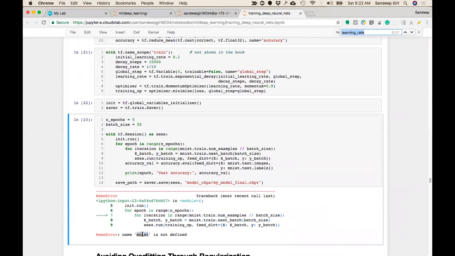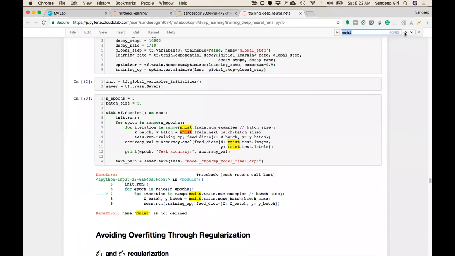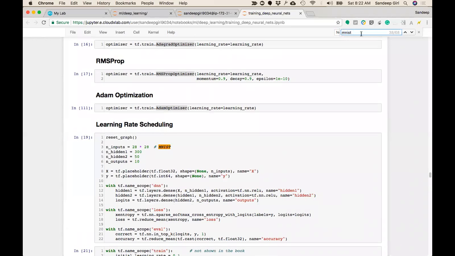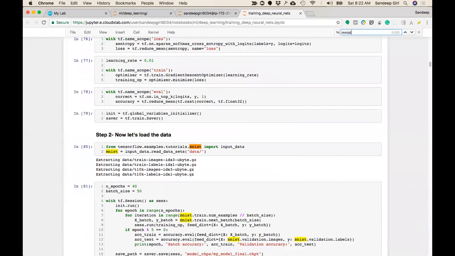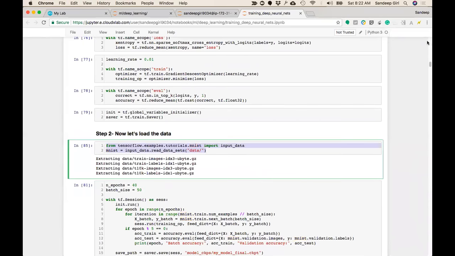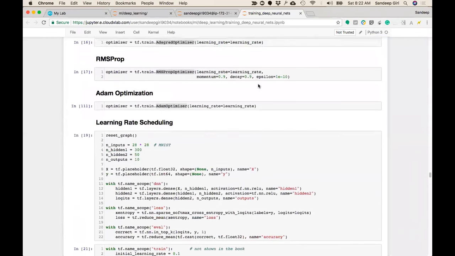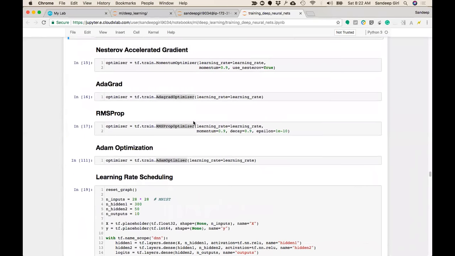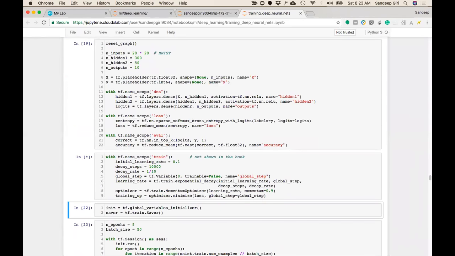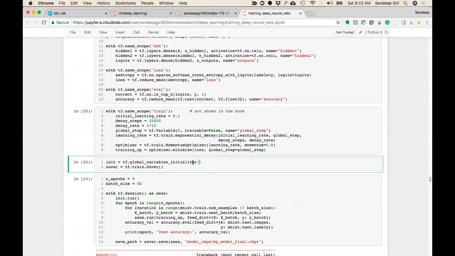MNIST is what we need to import. Here, this part, I'll just take it from here and keep it down. All right. So now it should work fine. I hope this is clear.